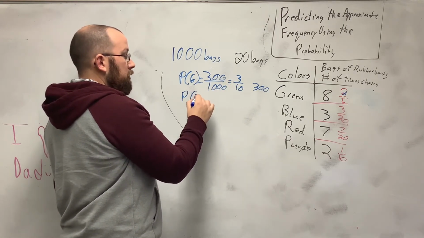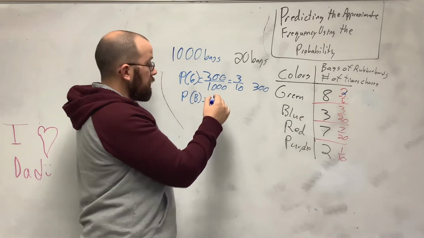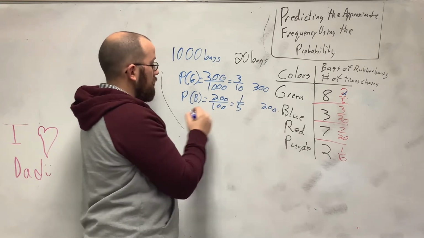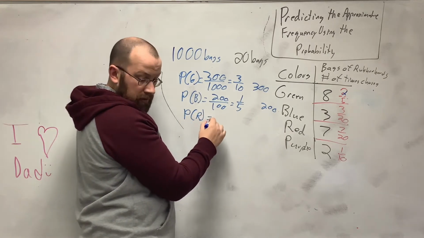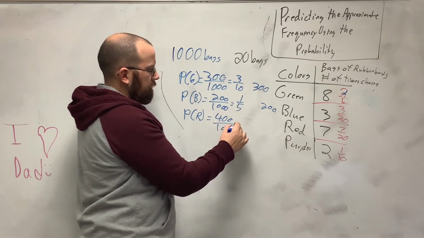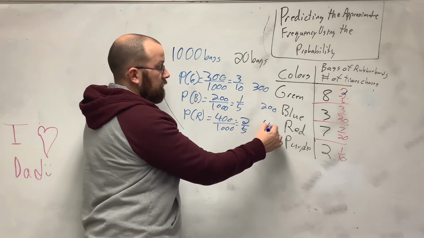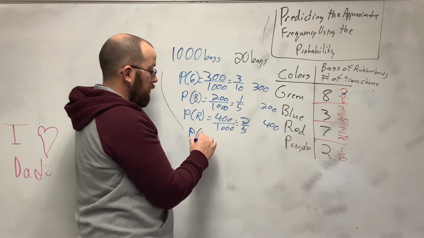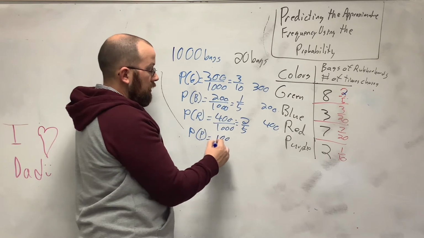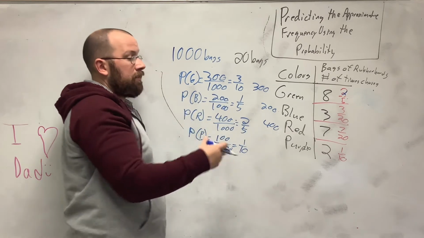The probability of pulling a blue out, if there's 200, would be 1/5. The probability of pulling a red out, if there are actually 400, is 2/5. And the probability of pulling a purple out, with whatever's left over, so 100 over 1,000, gives me 1/10. So that's the probability based on the numbers.